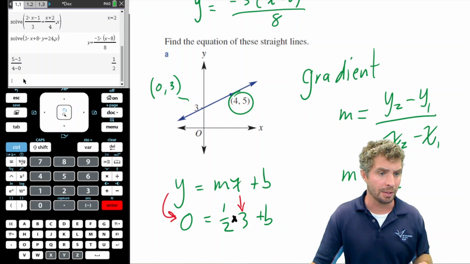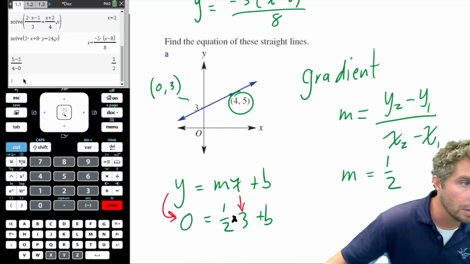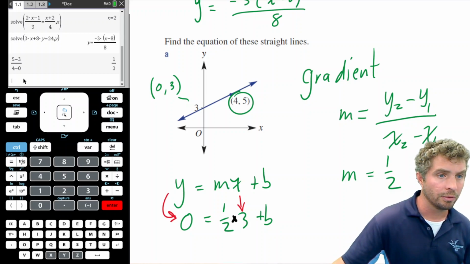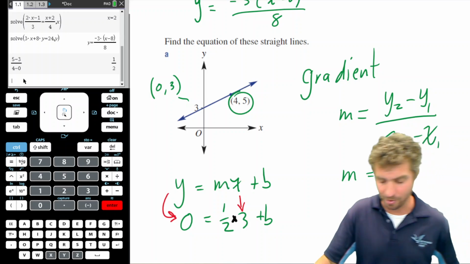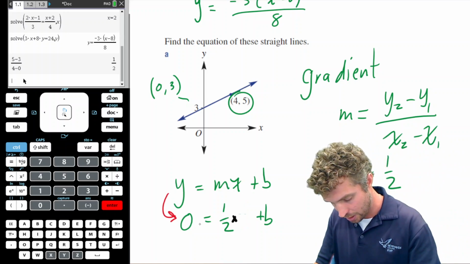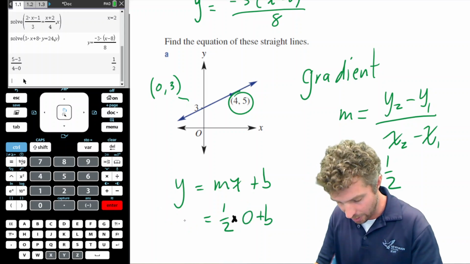And now I'm just questioning whether I've done this right. 5, take away 3, 4, take away 0. I've put them the wrong way around, of course. Okay, those of you who are paying attention saw this coming a long time ago, because the x is actually 0, the x is 0, and the y is 3.